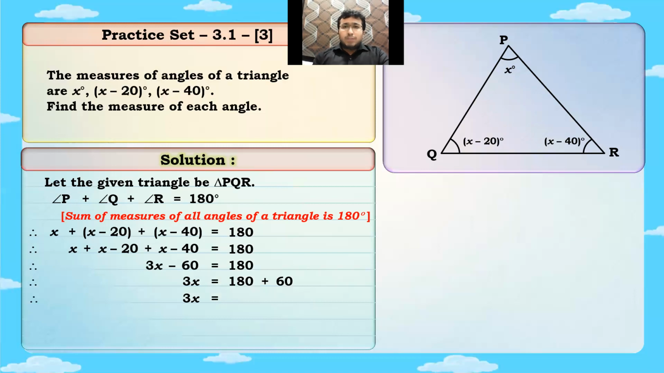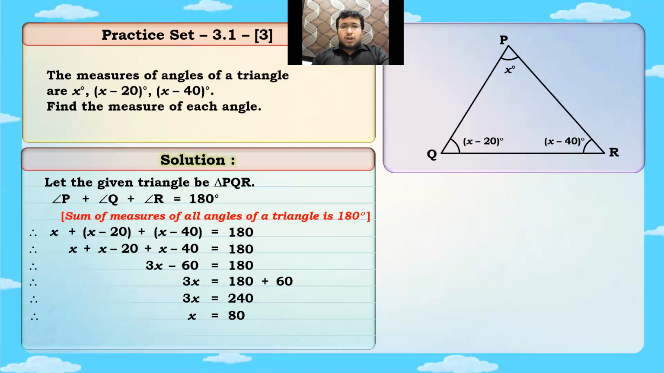3x is equal to, tell me students, 180 plus 60. 180 plus 60 कितना होगा? Yes, it will be 240. Now students, first we are interested to find the value of x. So it is 3 into x. 3 is in multiplication. When it comes on this side, it becomes division. So x is equal to 240 upon 3. Tell me students, what is 240 upon 3? Yes, it is 80. 3 ones are 3, 3 eights are 24, and 0 remains as it is. So x is equal to 80.